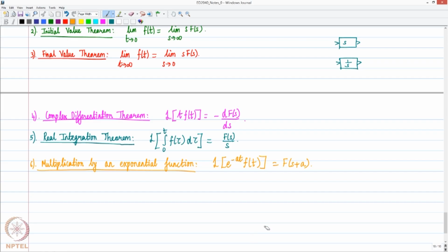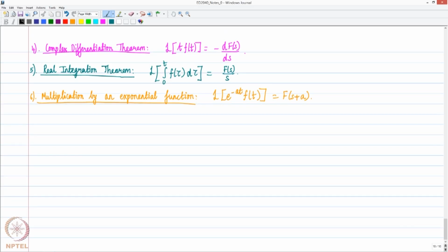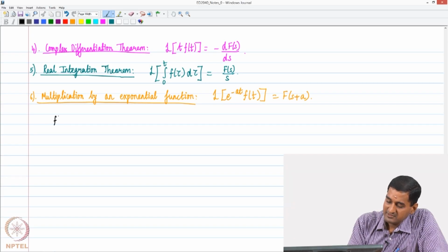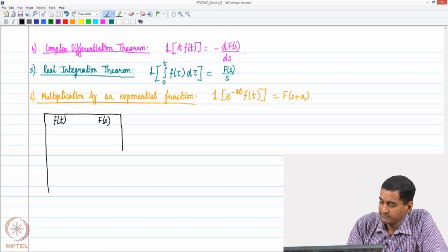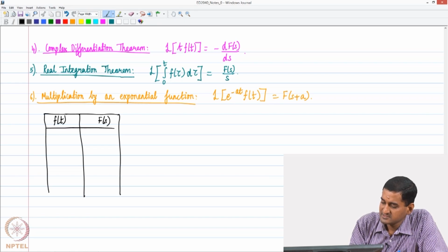Okay. So that is the effect of multiplication by an exponential function. Typically, what we have is a table of Laplace transforms. I am just going to write a table of Laplace transforms. I strongly suggest that you derive this table based on the definition of the Laplace transform that we have written down. It is pretty straightforward, but let me just complete this.